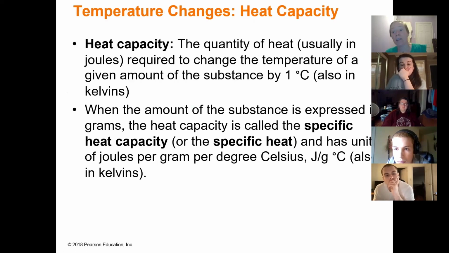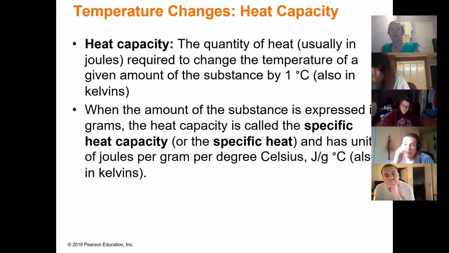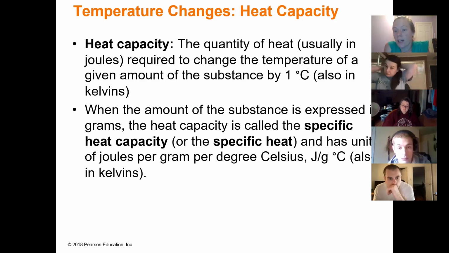Okay, let's add some more words. So we've got temperature, we've got heat. Now we've got this thing called heat capacity and another thing called specific heat capacity. So heat capacity is a property of a material, like every material out there has a certain heat capacity. And the heat capacity is the quantity of heat, usually it's given in joules, required to change the temperature of a certain amount of a material by 1 degree Celsius. So let's say I had 44 grams of gold and I want to raise it 1 degree Celsius, that would relate it to its heat capacity.